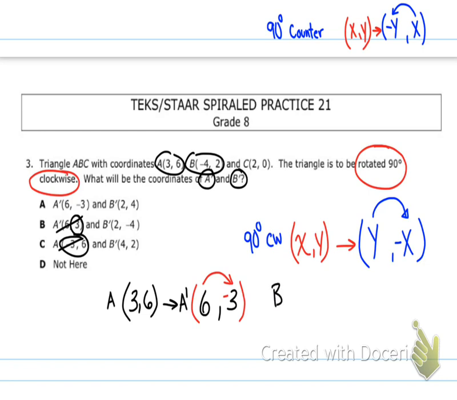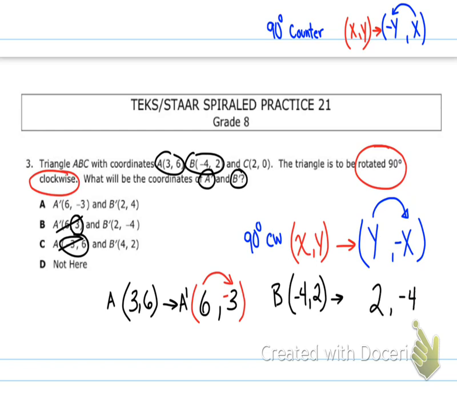So B is going to be located at negative 4, 2. Now, according to the rule, what am I going to do with it? Well, I'm going to switch them. So y, x. So it'll become 2 and then negative 4.